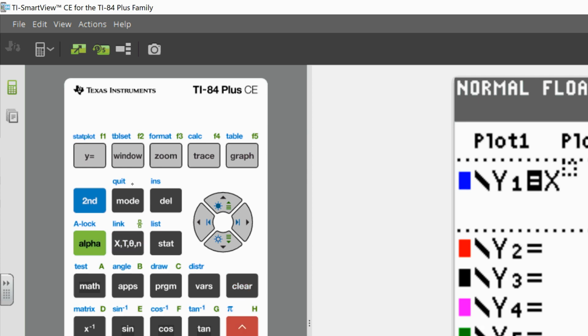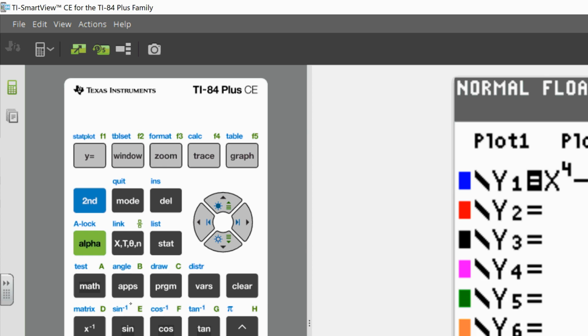x to the 4th minus 18x squared plus 81. Now, on this one, don't hit graph, do second graph. I just want you to pull up the table. I don't want us to look at the graph quite yet. Let's just look at the table.